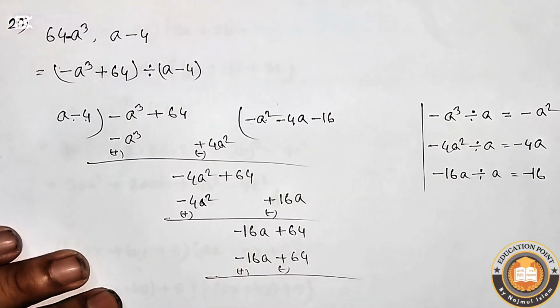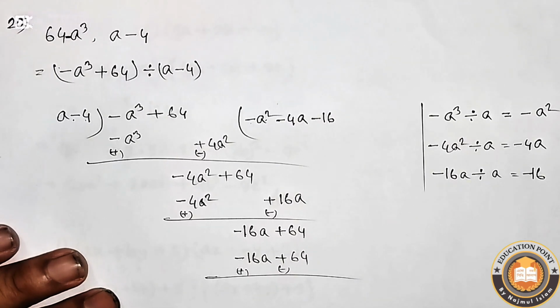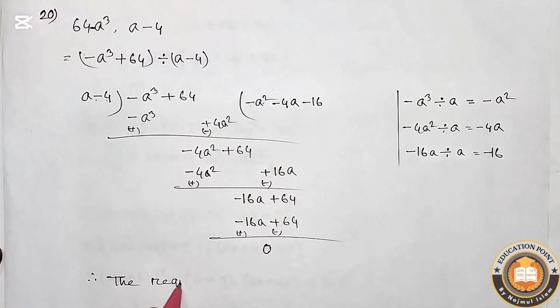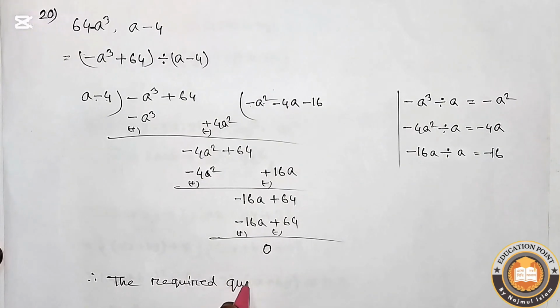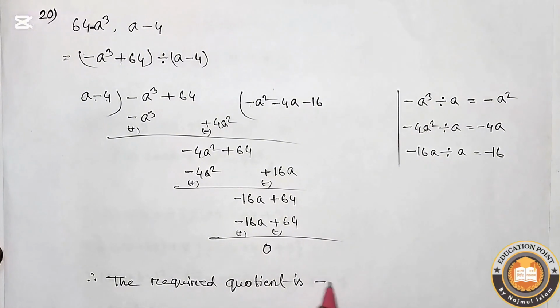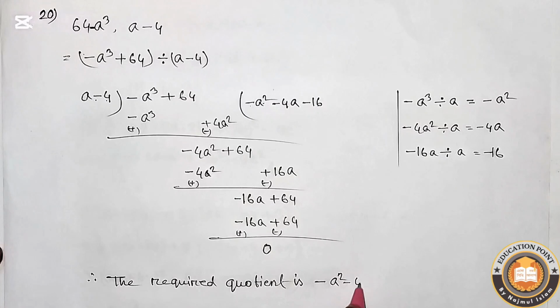According to the division law, their symbol will be changed. Minus 16a plus 16a equals 0. Plus 64 minus 64 equals 0. So the required quotient is minus a square minus 4a minus 16.